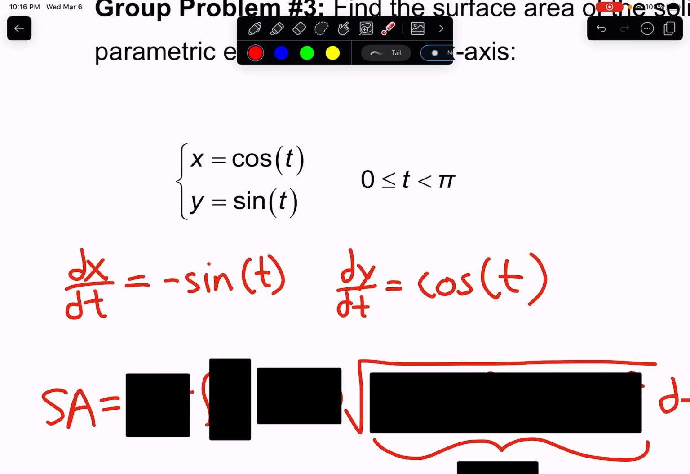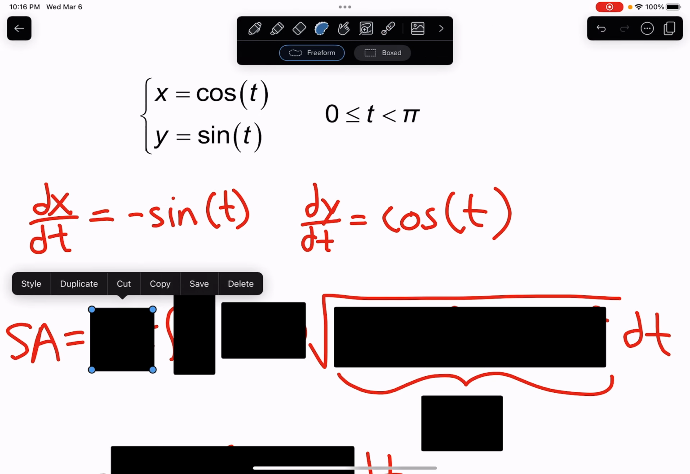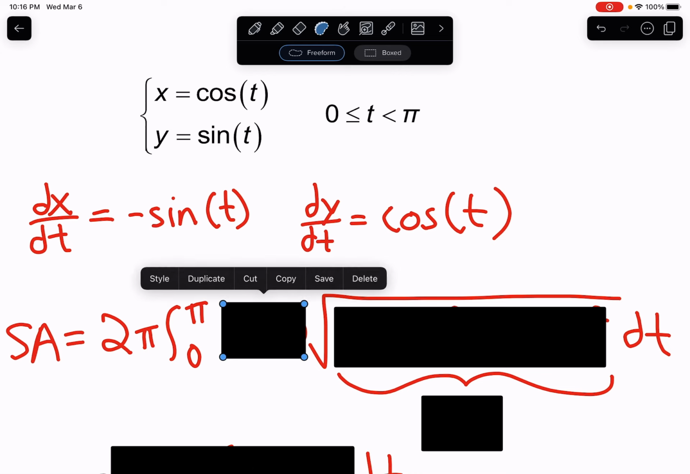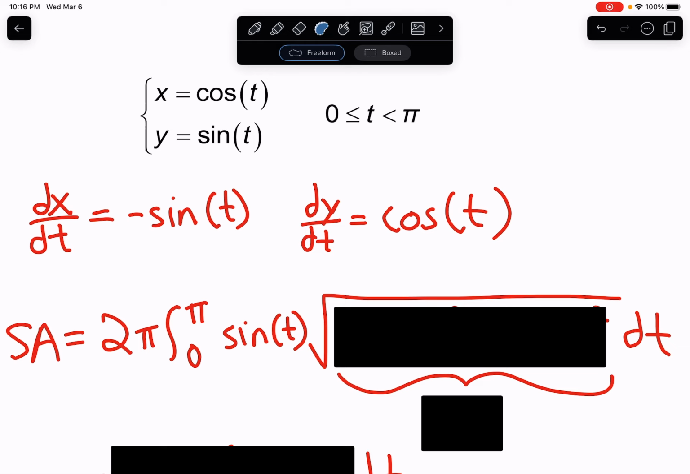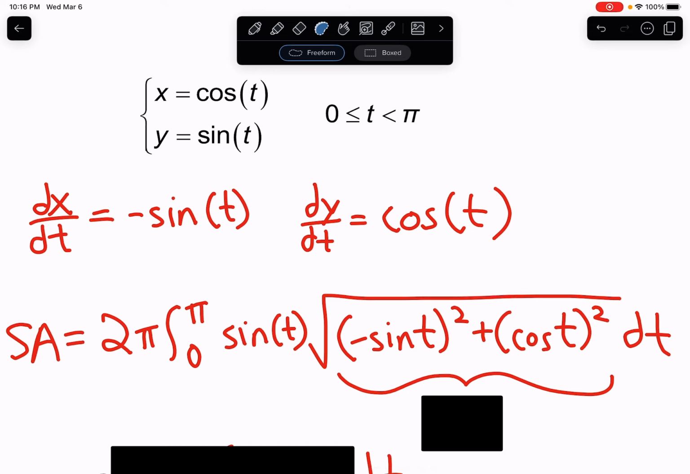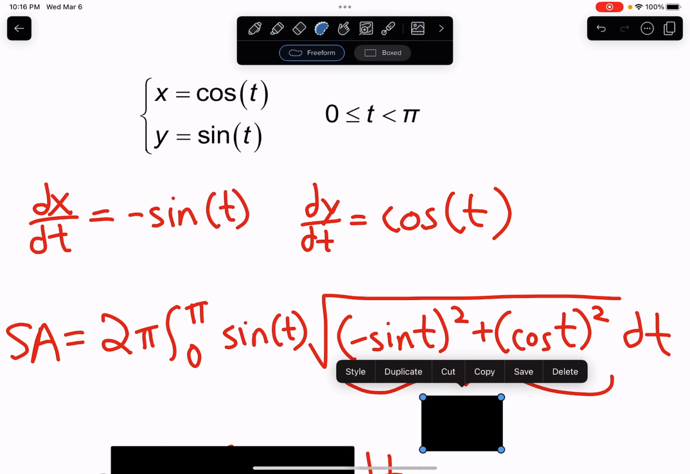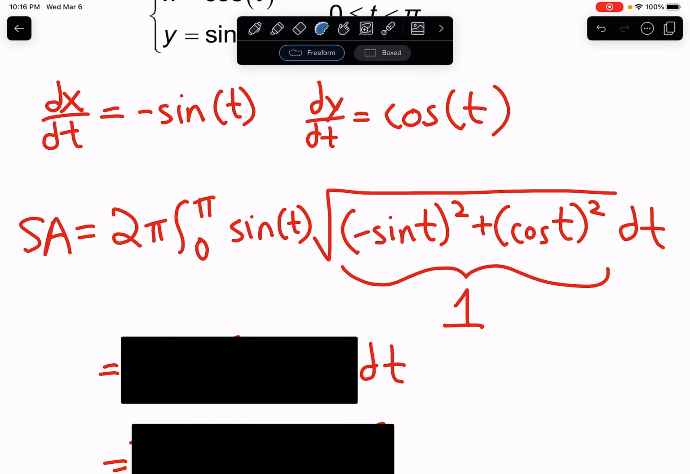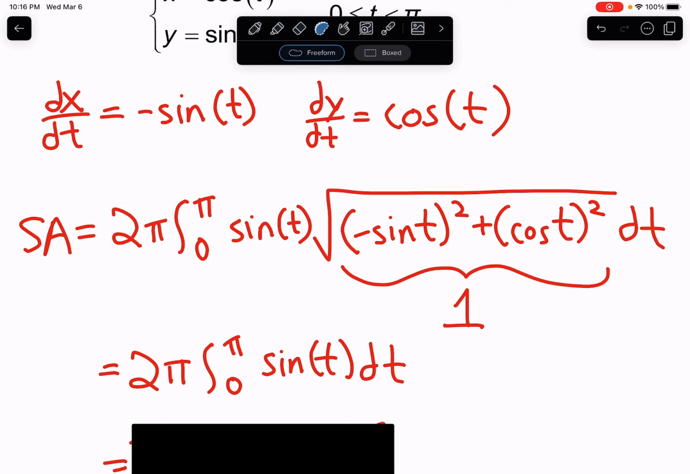My surface area formula is going to be 2 pi. Don't forget the 2 pi. Integral from 0 to pi of my y of t, which is sine of t, times my arc length formula, which is the big square root of my two derivatives squared, my dx/dt and dy/dt, each of those squared. Now, if we remember a little bit of trig, we can help ourselves out greatly. Negative sine of t squared is just sine of t squared plus cosine of t squared. A little bit of Pythagorean identity work tells us that what we have inside this radical is just equal to 1. And so we can simplify this whole integral as just 2 pi integral from 0 to pi of sine of t dt.